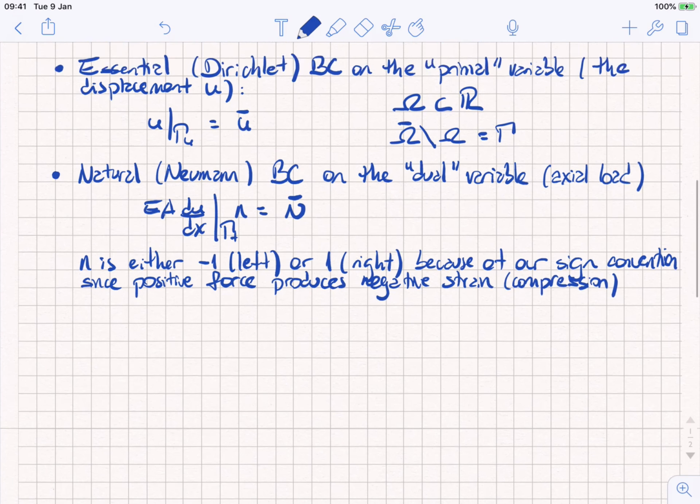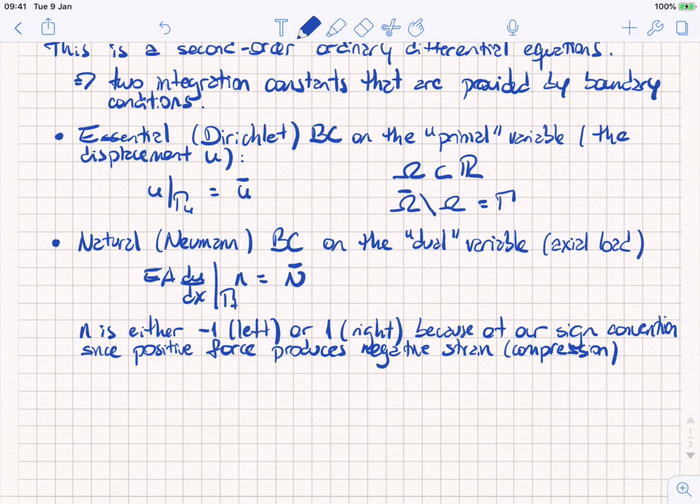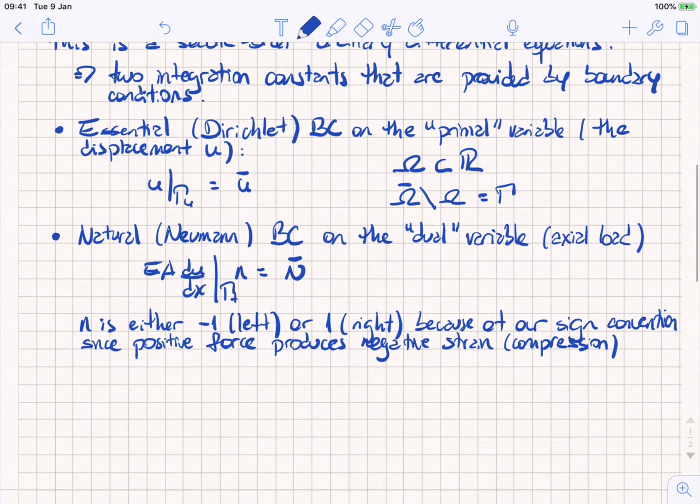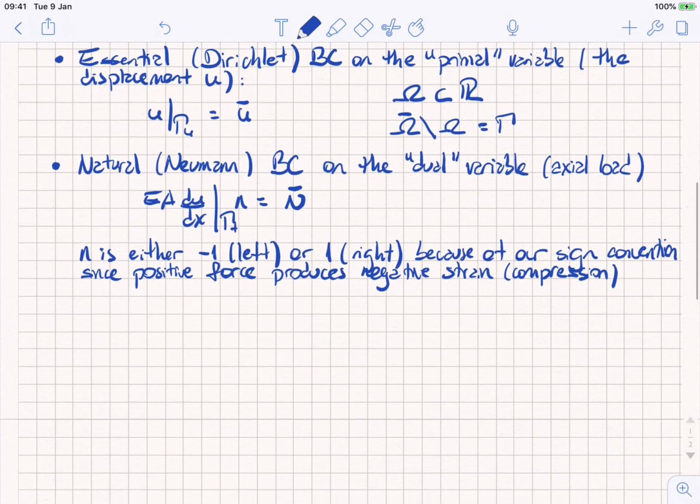So we said that n is either -1 if we're acting on the left, or +1 if we're acting on the right, and this is just because of the convention we use. If you apply a positive force on the left end, that is going to cause compression in the bar, and that positive force produces a negative strain. So this is because of our sign convention. In higher dimensions, normally this boundary condition is actually multiplied by the normal to that boundary to provide the same effect.